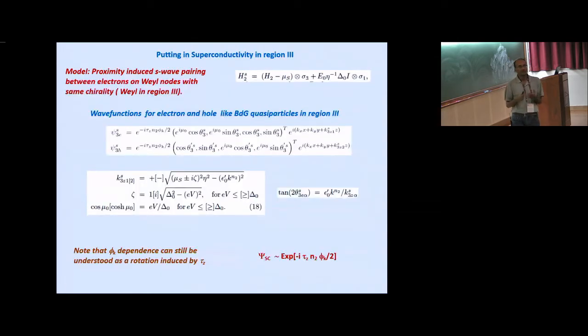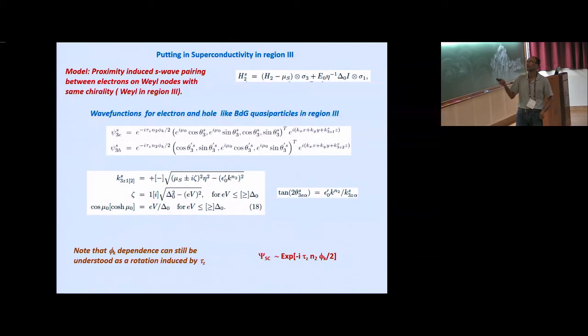So now what I want to do is put superconductivity in region 3, that is, make the multi-Weyl semi-metal in region 3 a superconductor by putting in a proximity induced s-wave pairing. And this has already been looked into by other groups. The point is I'll just take their model for this proximity induced s-wave pairing. And the pairing would be between electrons in Weyl nodes with the same chirality. And it's an s-wave pairing, and that's the one preferred in the low energy sector in this kind of materials.